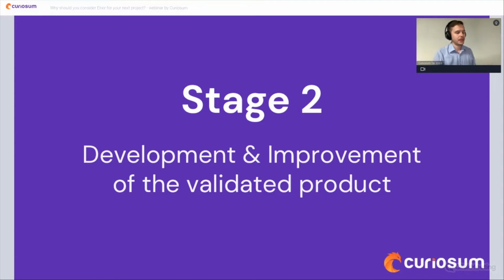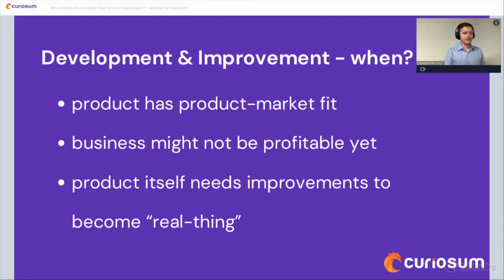The second step is when we have a product that is already validated, the product market fit is there. We know it, and we know that our product works on the market.